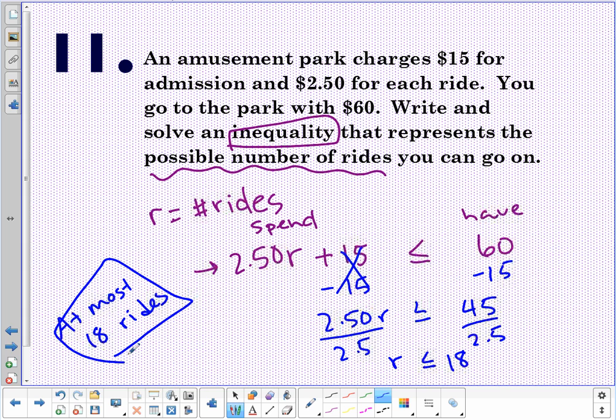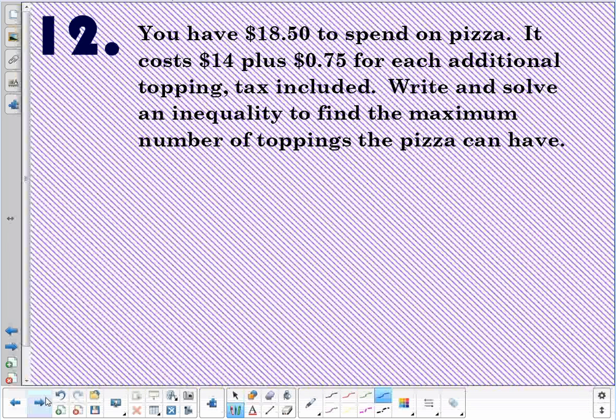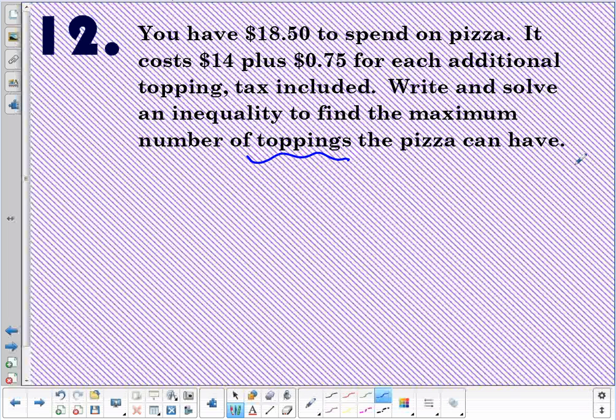That's what I'm looking at there. Let's take a look at number 12. You have $18.50 to spend on a pizza. It costs $14 plus 75 cents for each topping, tax included. Write and solve an inequality to find the maximum number of toppings the pizza can have.